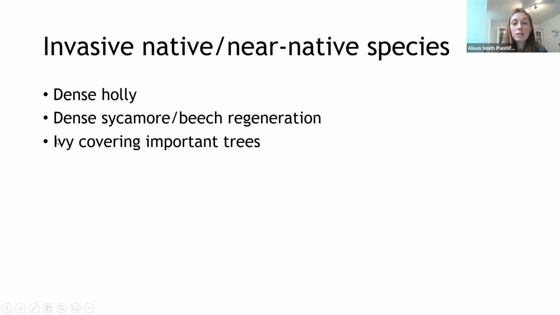Ivy is another one which is sometimes perceived as being controversial, although I don't think it actually is. So ivy, again, a really important native species for lots and lots of wildlife, but it can be an issue for lichens in particular, where it's growing on trees that are important for those lichens.